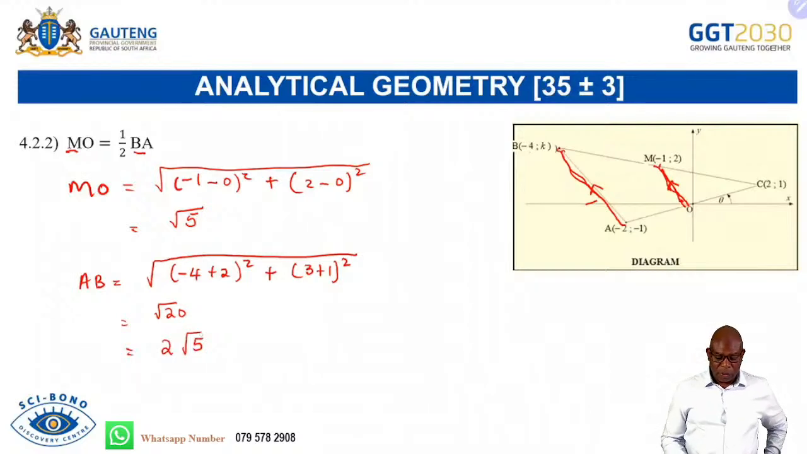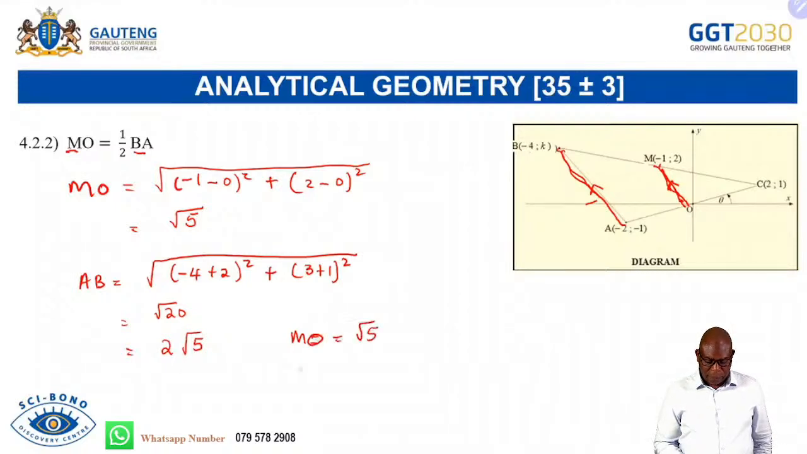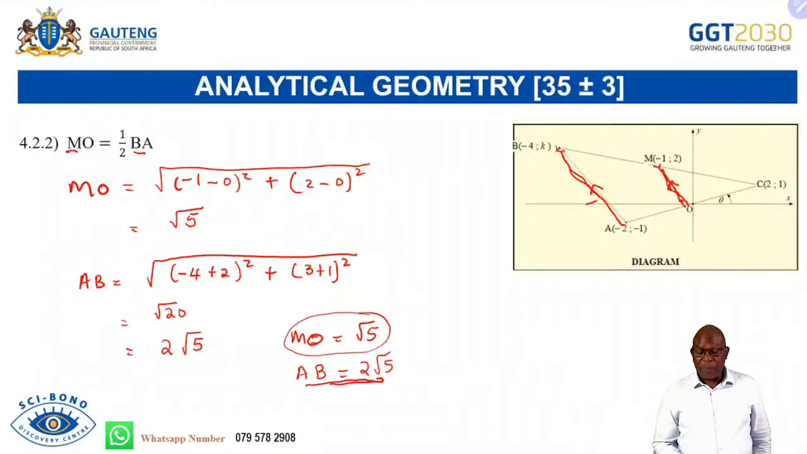Right. So can you see that MO is square root of 5. AB is 2 root 5. Can you see that now MO is half of this. AB is bigger, MO is smaller. So AB there will be twice MO. AB there will be twice that. So we can work that one out, okay? Because if I divide this one by that, I'll get a half.